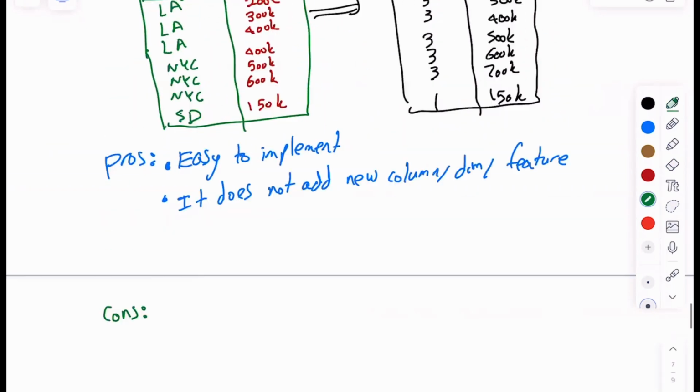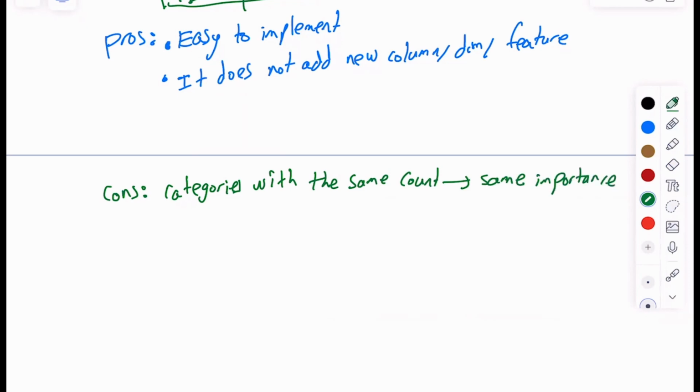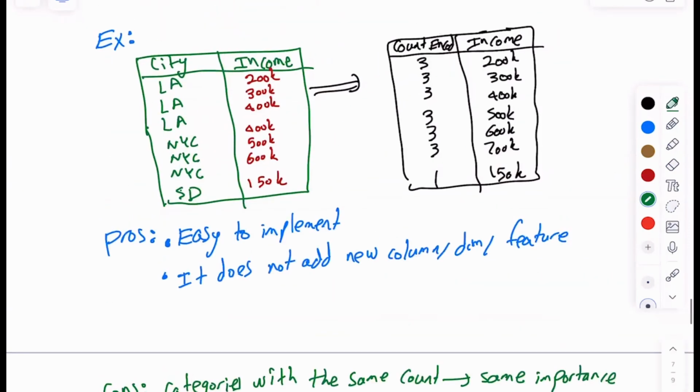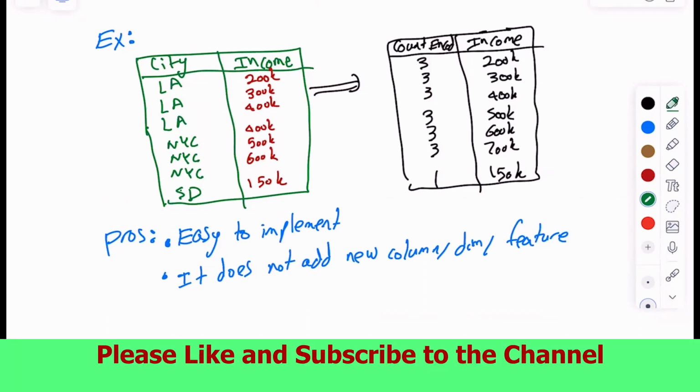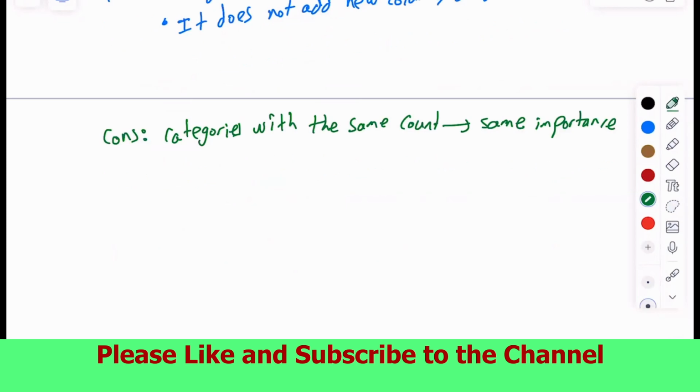The con is that categories with the same count get the same importance. Is this what we want? Most probably not, right? We don't want LA, which appears more, to automatically get more importance than San Diego. Doesn't seem to be the case, right? And this is one of the problems of that.